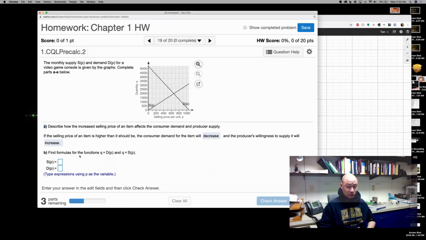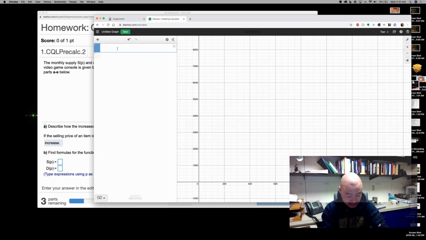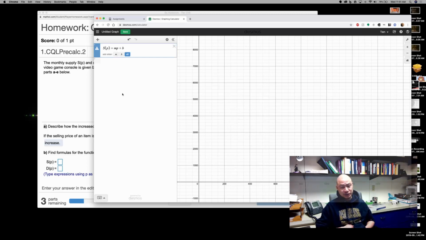So let's do these curves one at a time. The first curve is S of P, which we know, because it's a linear equation, has the form MP plus B. Now, I don't know what M is and I don't know what B is, and Desmos doesn't either, so it's giving us these questions here, but let's ignore that and just use these as placeholders.